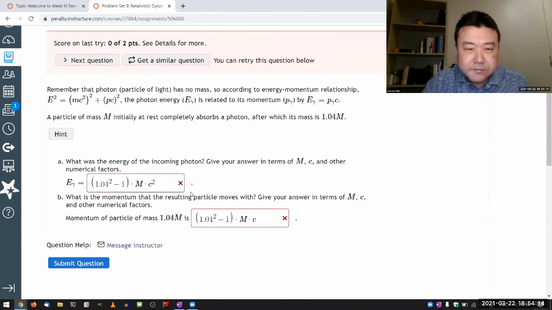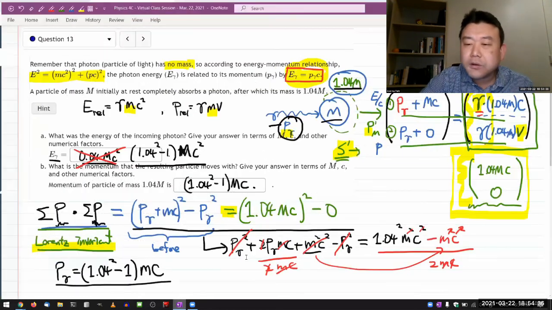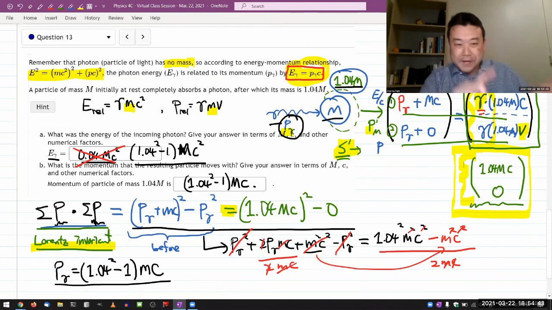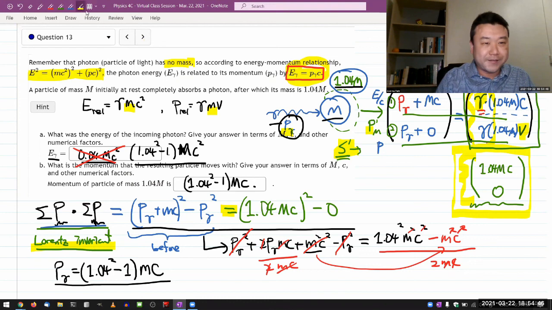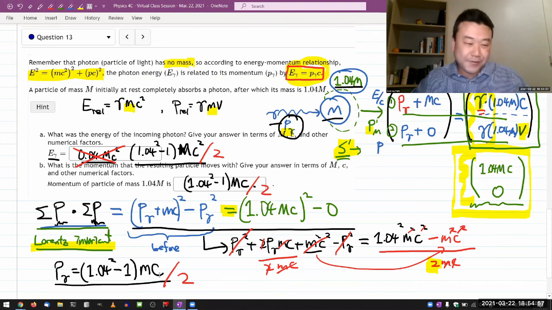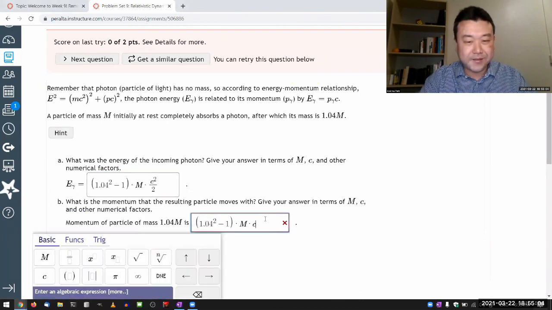What? Oh, wait. Why are they saying it's wrong? Good thing I checked. What did I plug in wrong? I forgot to divide by 2. So don't be like me. Don't forget algebraic factors here. So divide by 2. Let me try with that. That's fine enough.